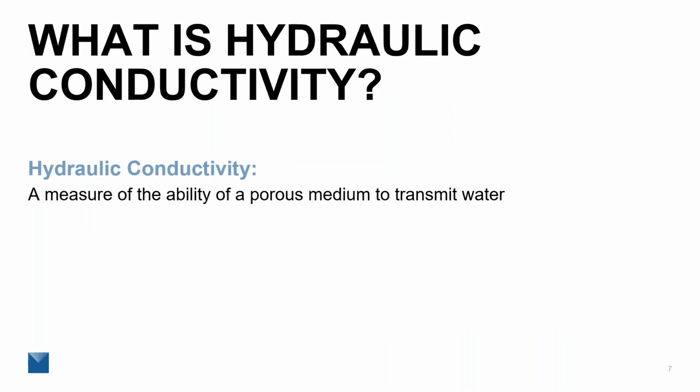So what is hydraulic conductivity? Hydraulic conductivity is a measure of the ability of a porous medium, in this case we're talking about soil, to transmit water either in saturated or unsaturated conditions.